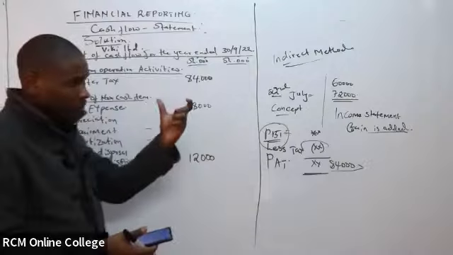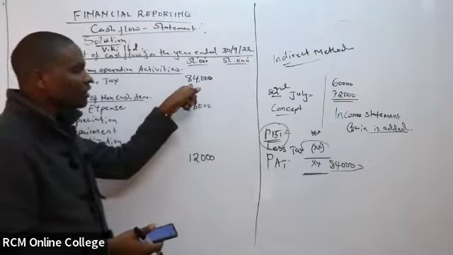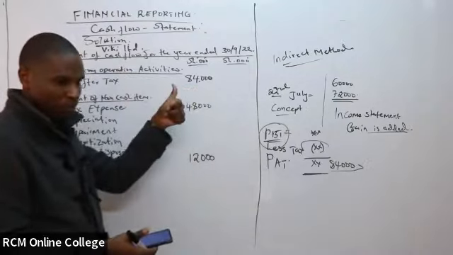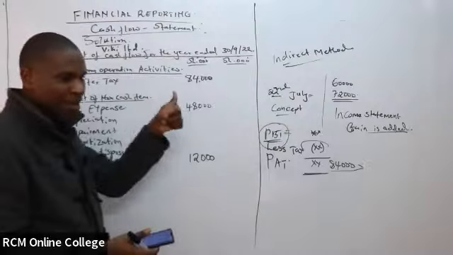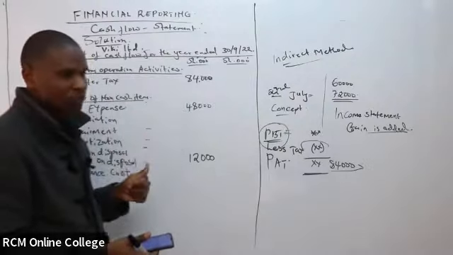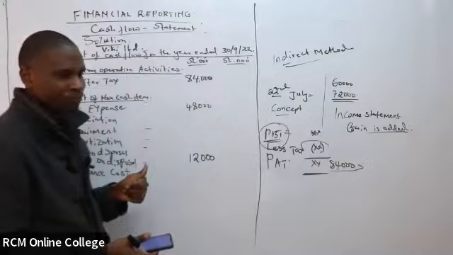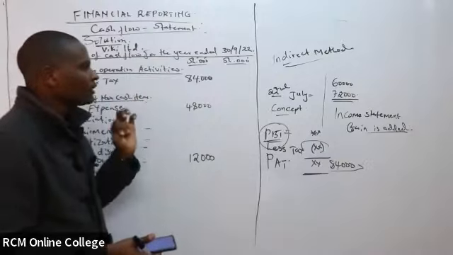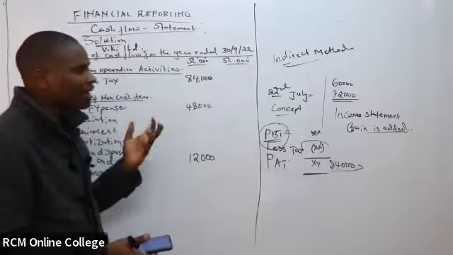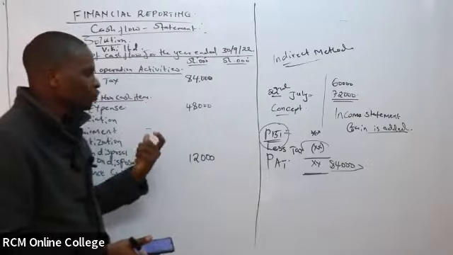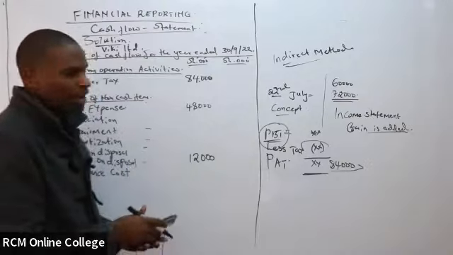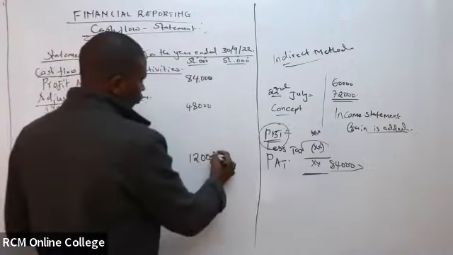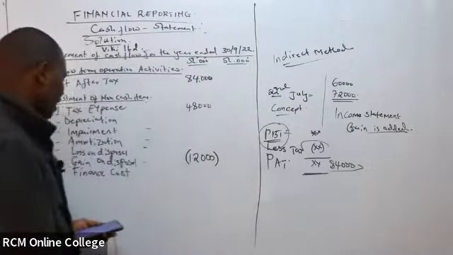Now, that was gain, which was added. That means it increased our what? Our profit. True or false? Gain increased our profit. True or false? It is true. Now, since it increased our profit, and at the end of the day, we need to get the actual profit, so we deduct the gain.